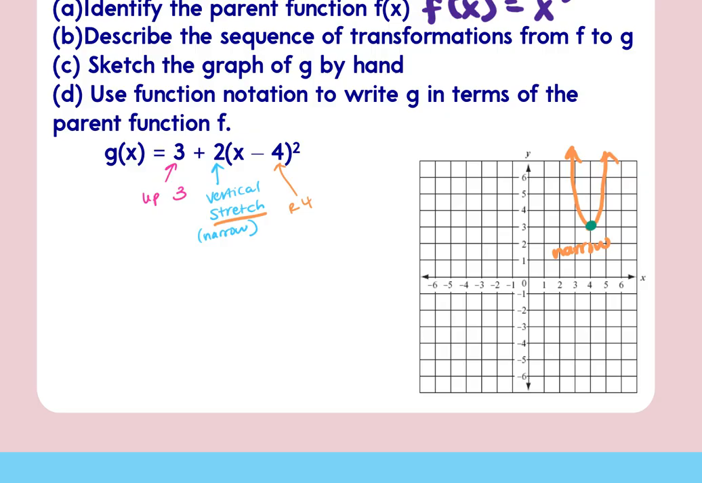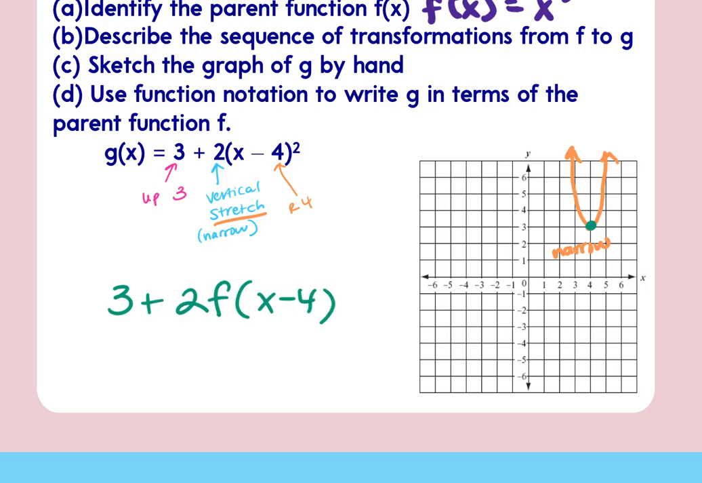All right, then D says use function notation to write g in terms of the parent function. This means literally take out the parent function, which was x squared. So in function notation, in terms of a different one, you never write the absolute value or the square root or anything like that. You write f of x. And f of x tells you whatever this is was my parent function. So I write it in the same order. 3 plus 2 times what's inside the parentheses squared now becomes my f of x.